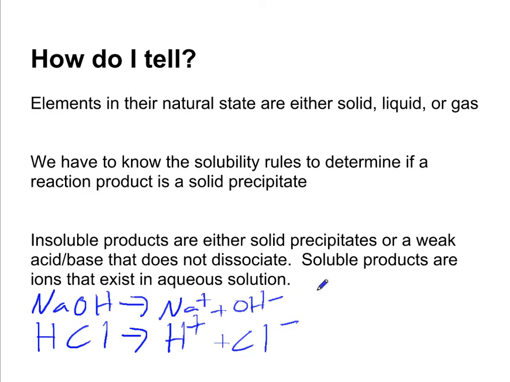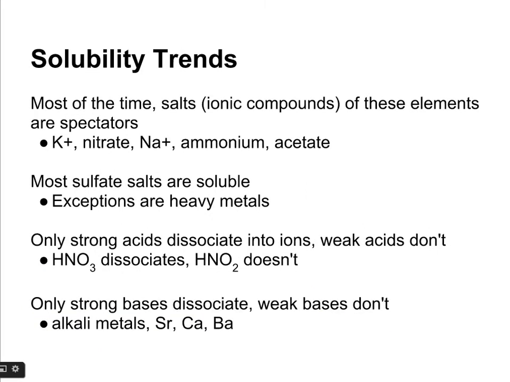An example of a weak base would be something like copper hydroxide. That's not going to dissociate into ions. You're going to leave it written together. An example of a weak acid would be something like nitrous acid, HNO2. Those don't all dissociate. A lot of them stay together as one molecule, so we're not going to be breaking them up.